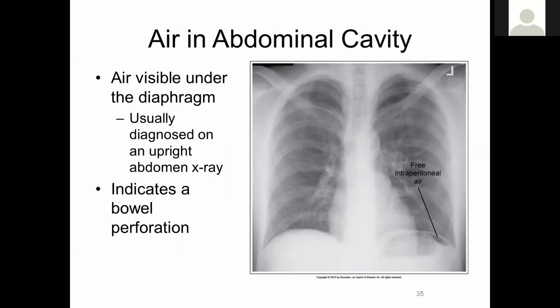Air in the abdominal cavity. Air may be visible under the diaphragm. Now note, on this picture, there's a distinction between the air in the abdominal cavity and the air trapped in the stomach. This is another reason to do these exams upright, because air in the abdominal cavity will rise up and be trapped under the diaphragm.